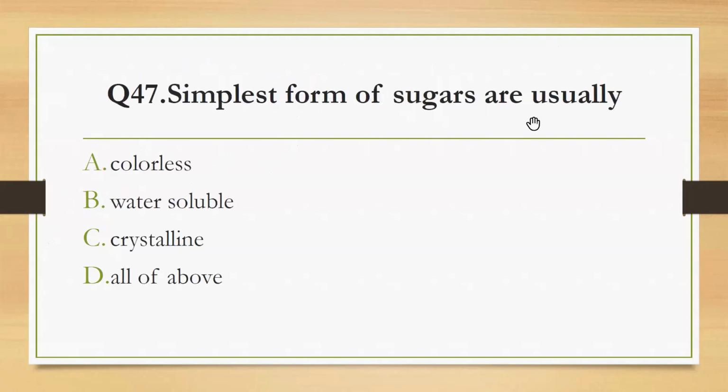The simplest forms of sugars are usually colorless, water soluble, crystalline, and all of the above. So the answer is all of the above. Generally, the simplest sugars are colorless, like glucose, water soluble, and of course crystalline in nature. So all simplest sugars have these properties.